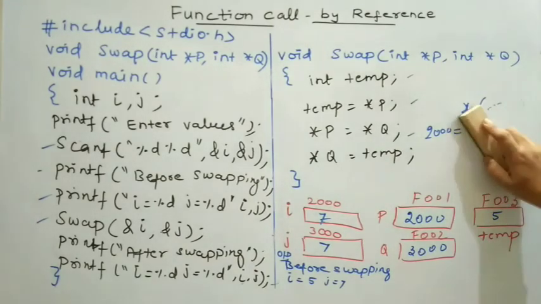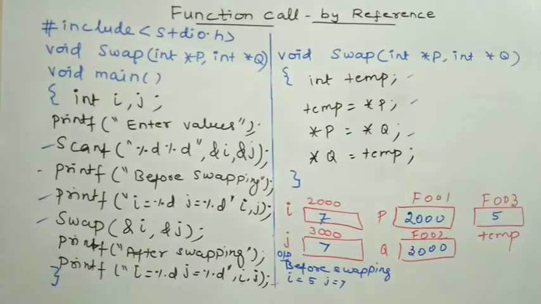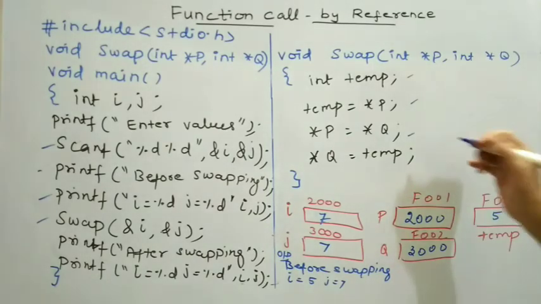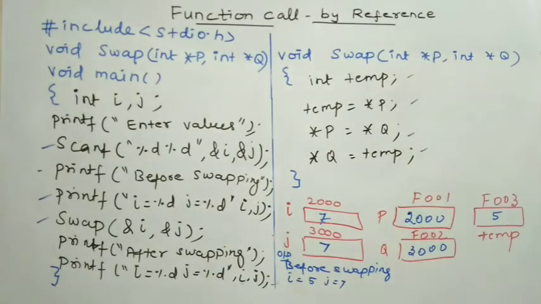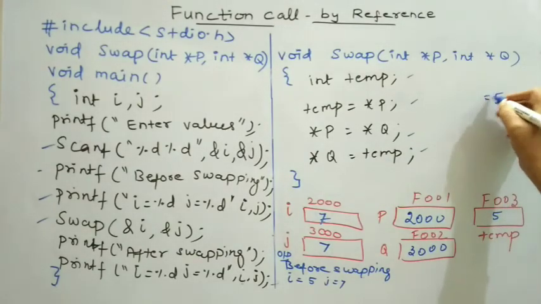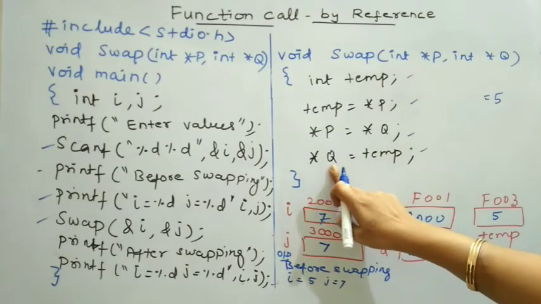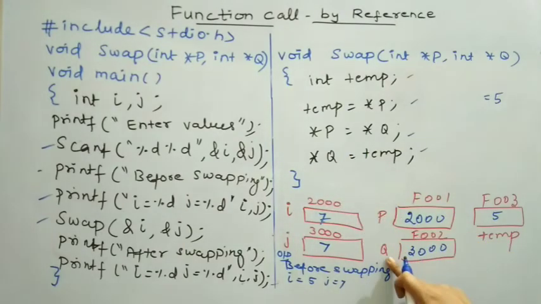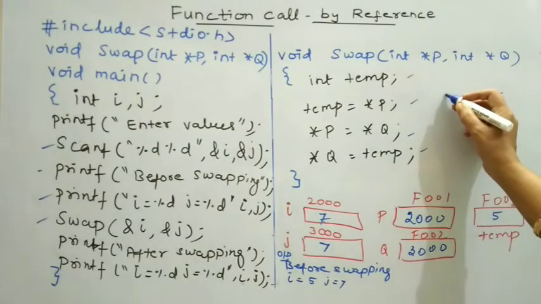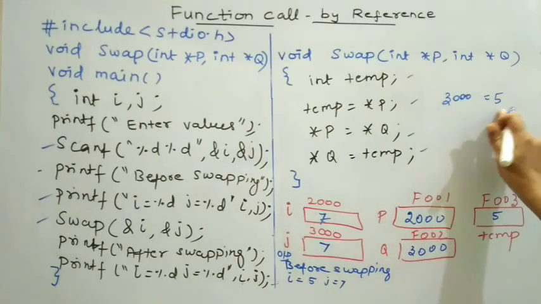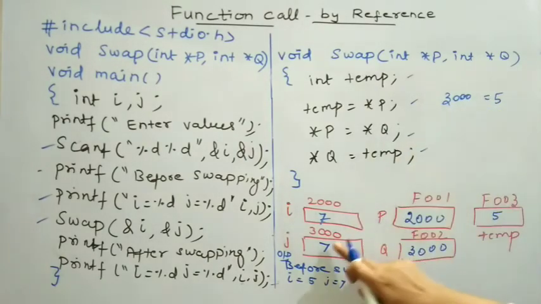So when I execute the next statement, the next statement is *q is equal to temp. What is the value of temp? Value of temp is 5. 5 is assigned to the memory address pointed to by this q. What is the memory address pointed to by q? It is 3000. So 5 is assigned to the memory address 3000. 5 is assigned here.